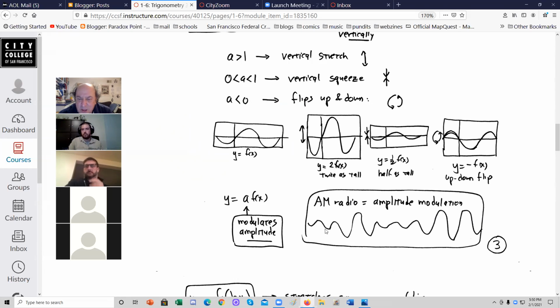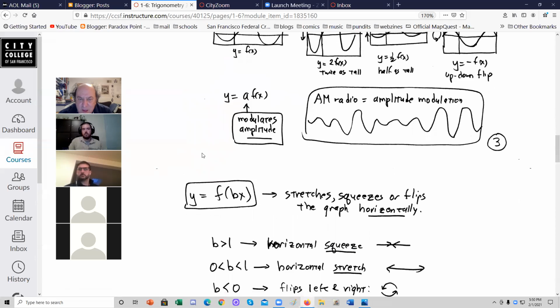The idea being that the radio waves oscillate a lot faster than the sound waves do. Now, let's do this inside, f of bx. Here, multiplying by a constant outside makes amplitude, modulates how far up or down this goes. Here, multiplying by bx inside affects the graph, how squeezed or stretched it is horizontally.